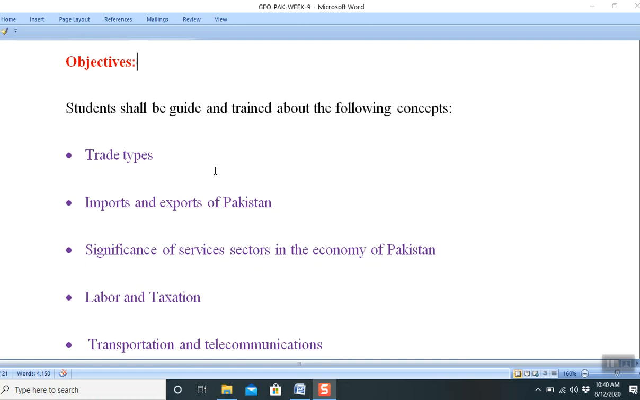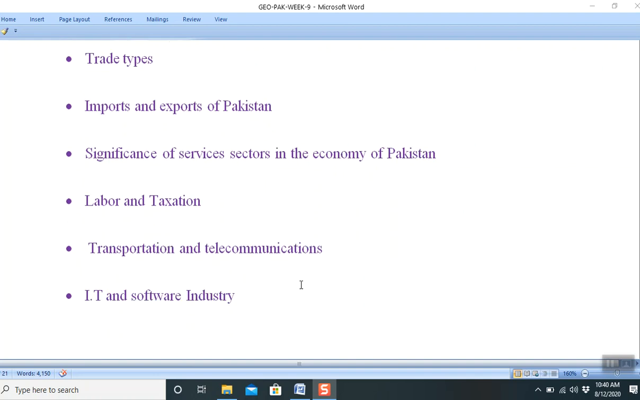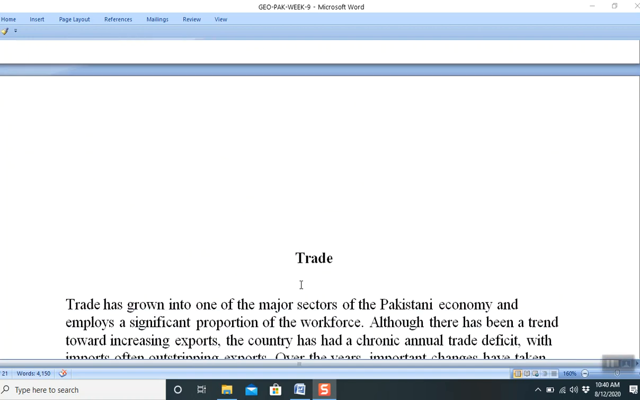We'll discuss our objectives: trade types, imports and exports, the significance of the services sector in the economy of Pakistan, labor and taxation, transportation and telecommunication, and the IT and software industry.